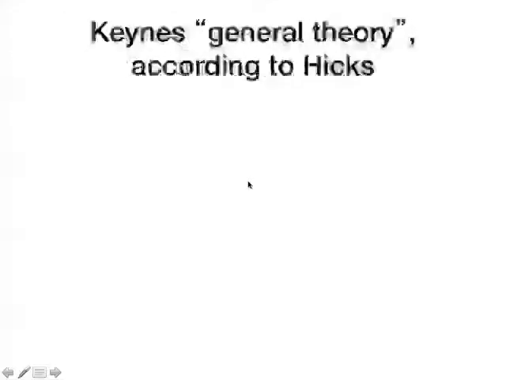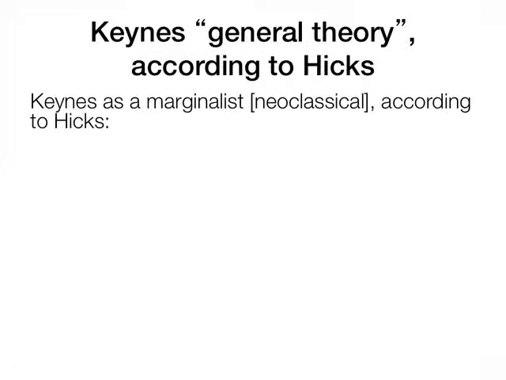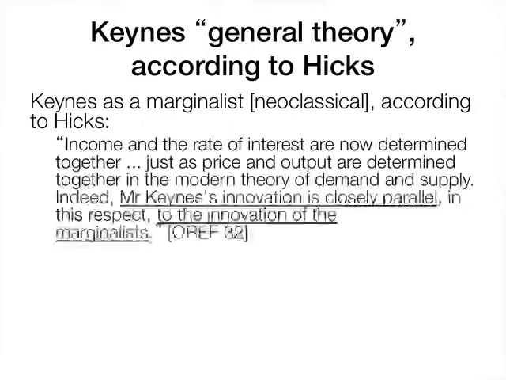So Hicks was wrong. He said that Keynes was a marginalist, this notion that you consider infinitesimal changes in your wage, and that in some sense gives you the marginal productivity of your labor. Here is Hicks. He says, income and the rate of interest are now determined together, just as price and output are determined together in the modern theory as demand and supply. Indeed, Mr. Keynes's innovation is closely parallel in this respect to the innovation of the marginalists.